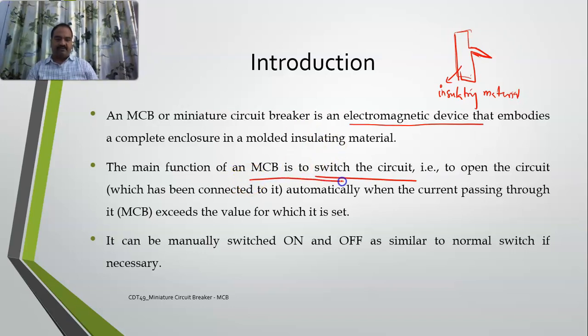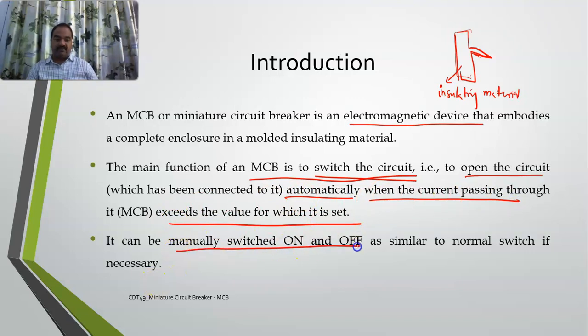So the main function of an MCB is to switch the circuit, that is, to open the circuit automatically when the current passing through it exceeds a value for which it is set. It can also be manually turned on and off, similar to your normal switch, if necessary.